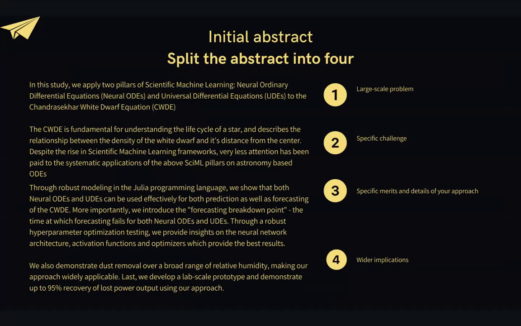The first part will focus on a large scale problem. It will at length talk about any large scale problem that you have undertaken, and it will cater to a much wider audience. Okay, the second part will talk about a specific challenge and is catered to a much more specific expert audience. Okay, because you're talking about a specific challenge here, it does not cater to a wider audience. Same goes for the third part, because here you're talking about specific merits and details of your approach. This part is very important because it is talking a lot about your approach. All right, this again caters to a very specific audience. And then the fourth part is wider implications. Okay, so the first and fourth parts are very much for a wider audience, and the second and third parts are basically for a specific expert audience.